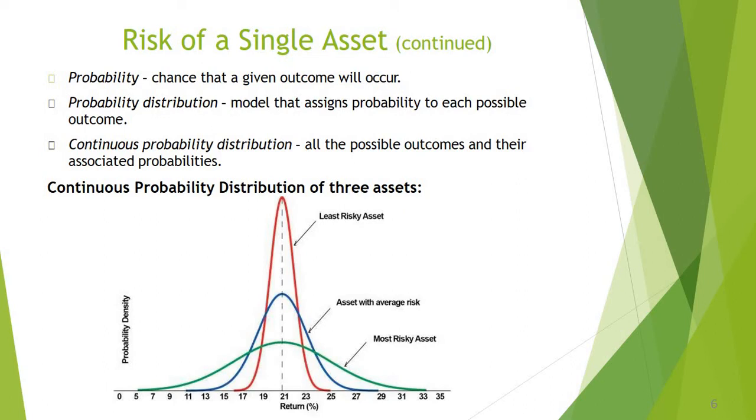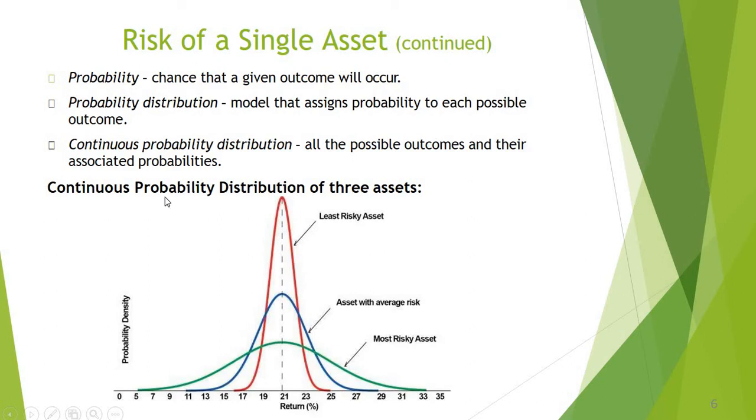of an event. So for example, look at the weather forecast. Assume that there is 20% chance that it will rain tomorrow. So probability of rain tomorrow is 0.20, and probability of no rain is 0.8 or 80%. So that's probability. And the probability distribution is a kind of model that assigns probability to each possible outcome. And continuous probability distribution, it includes all possible outcomes and their associated probability.